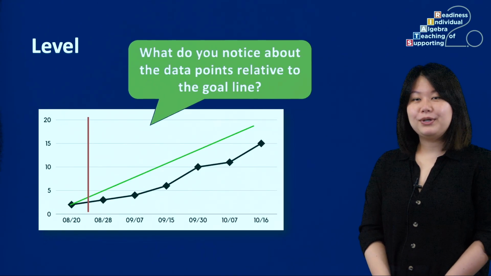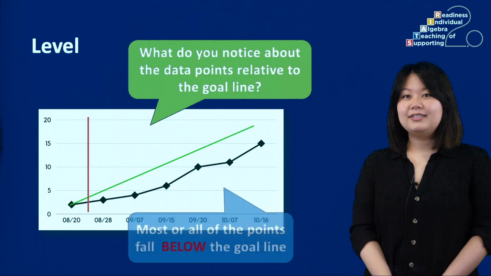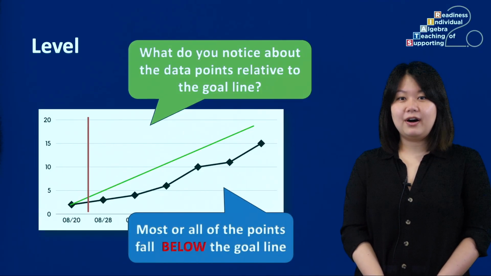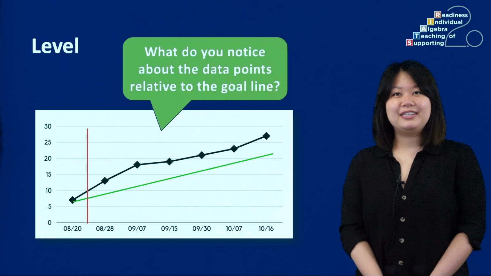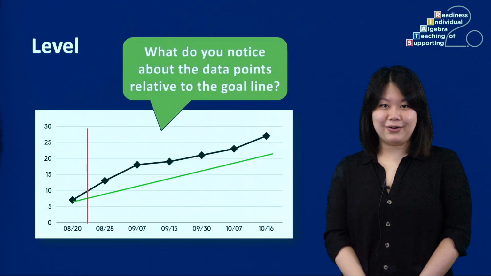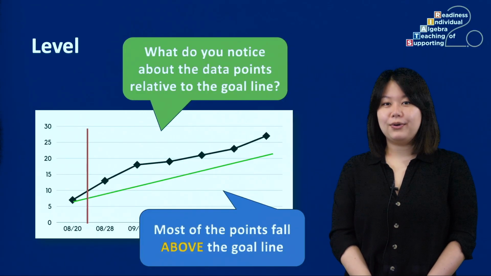How about this one? What do you notice about the data points here relative to the goal line? You'll see that most or all of the points fall below that goal line. And finally here, what do you notice about the data points relative to the goal line? You'll see that most of the points fall above the goal line.